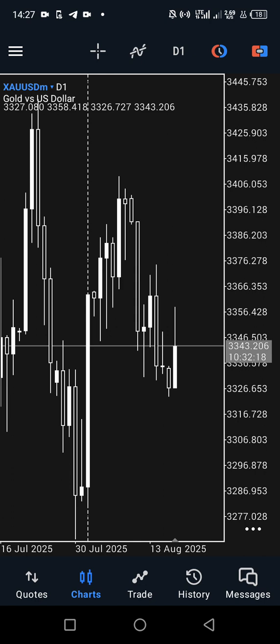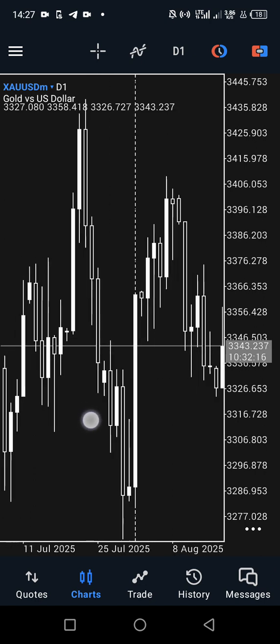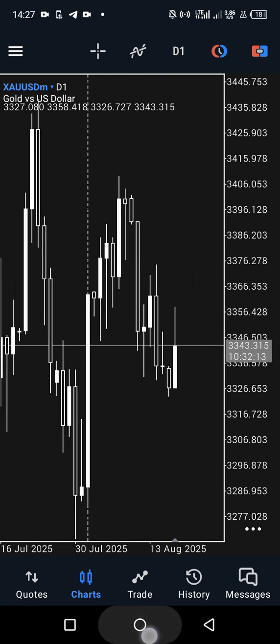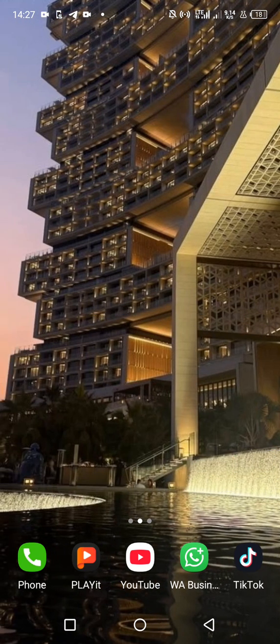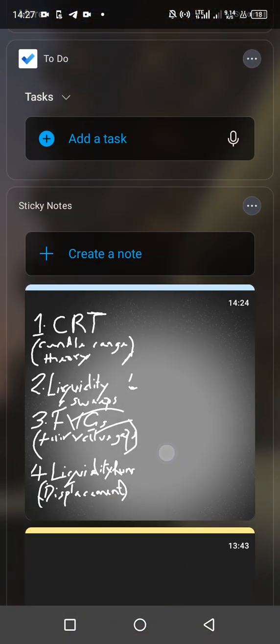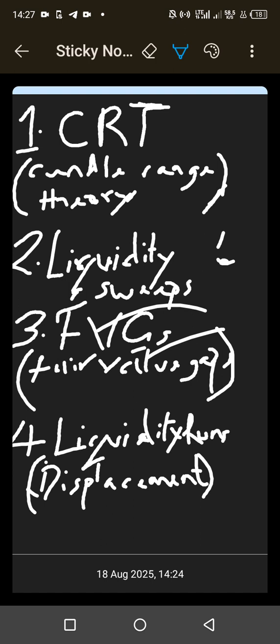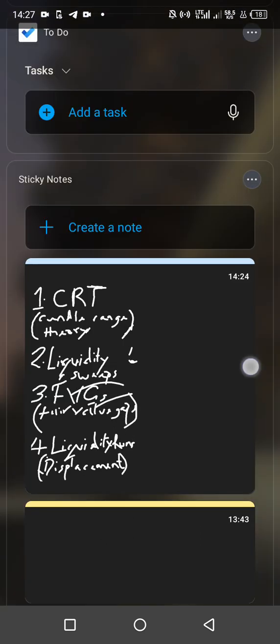So on the daily time frame, let's discuss fair value gaps. Fair value gaps, they are number 3 of the advanced concepts. So going to our MT5. Now what are fair value gaps?